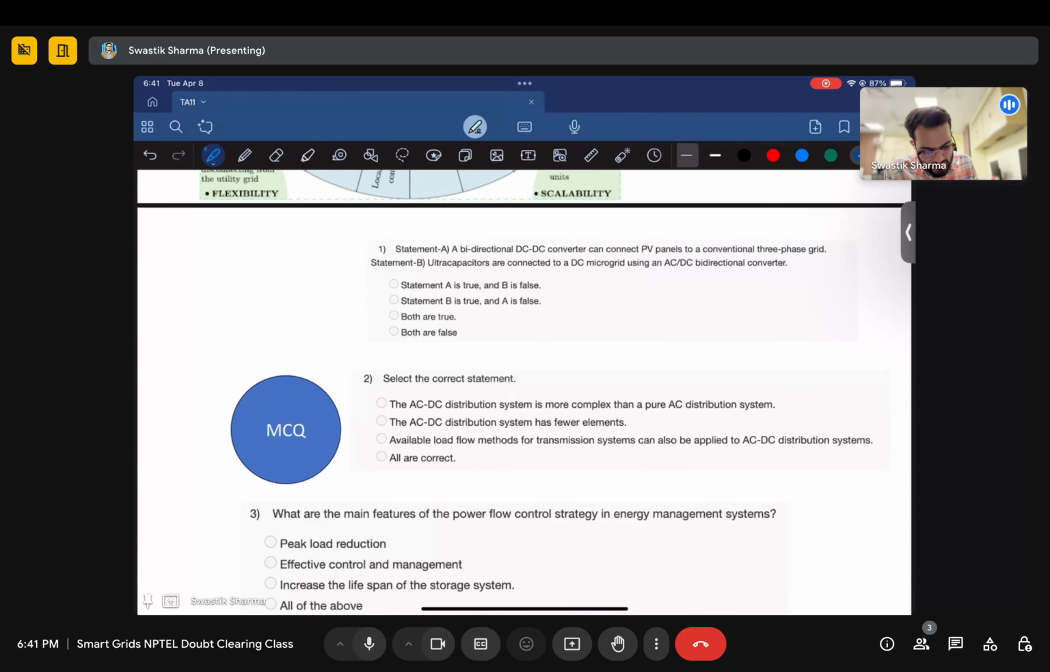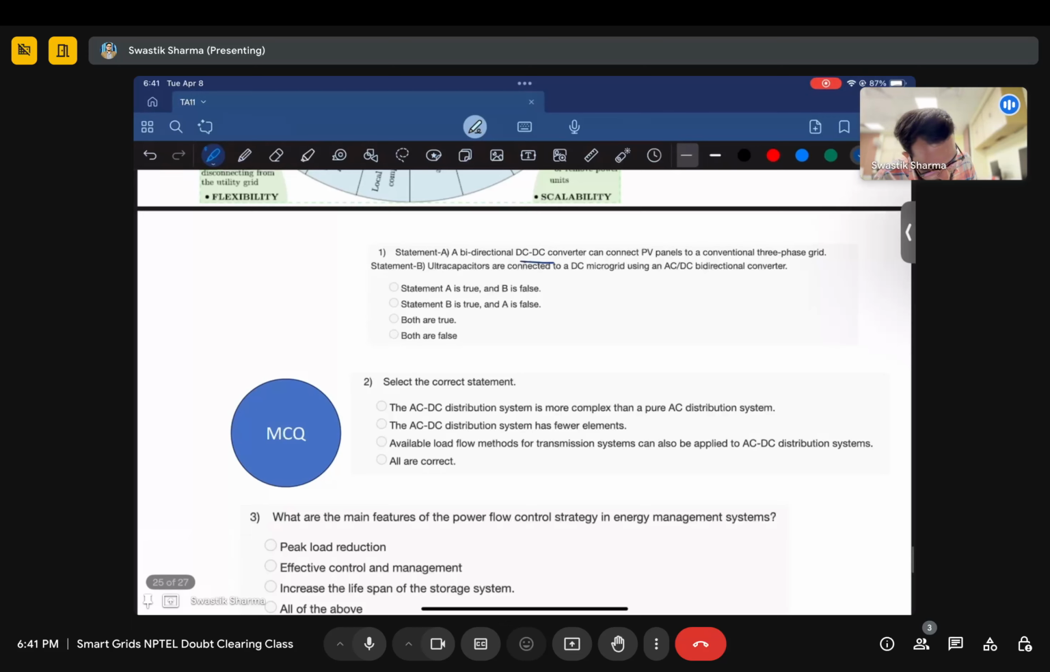Right. So the first question is: a bidirectional DC-DC converter can connect PV panels to a conventional three-phase grid. Okay. So you have PV panels which are DC and you have the conventional grid which is AC. So what kind of conversion stage do you want to use? You want to convert DC to AC. So can a DC-DC converter be used? No. So this statement is false.